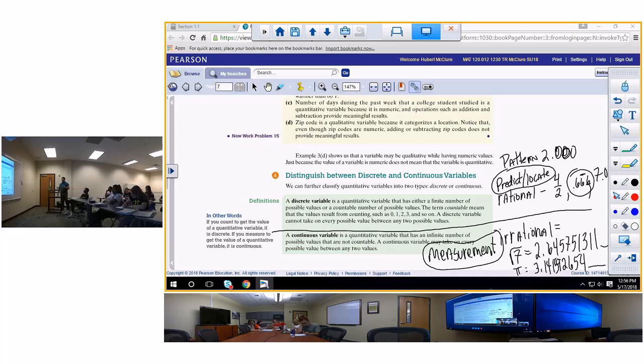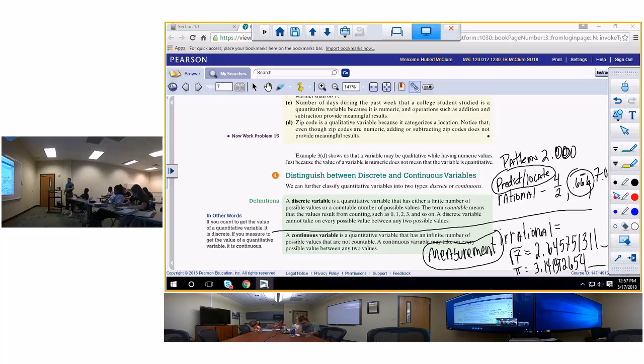Now, I don't know how to make that more simple, but y'all will miss it on the test. I don't know why. There's 16 people in here, 5 of y'all are going to miss it on the test. I don't know why. The question says you're going to measure the height of a tree, and y'all will put discrete. And it says measure. I don't know what else to tell you.